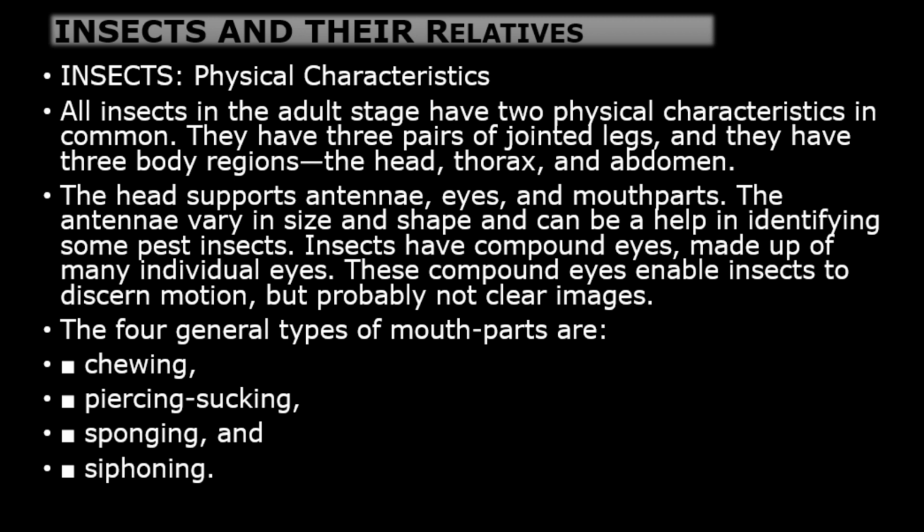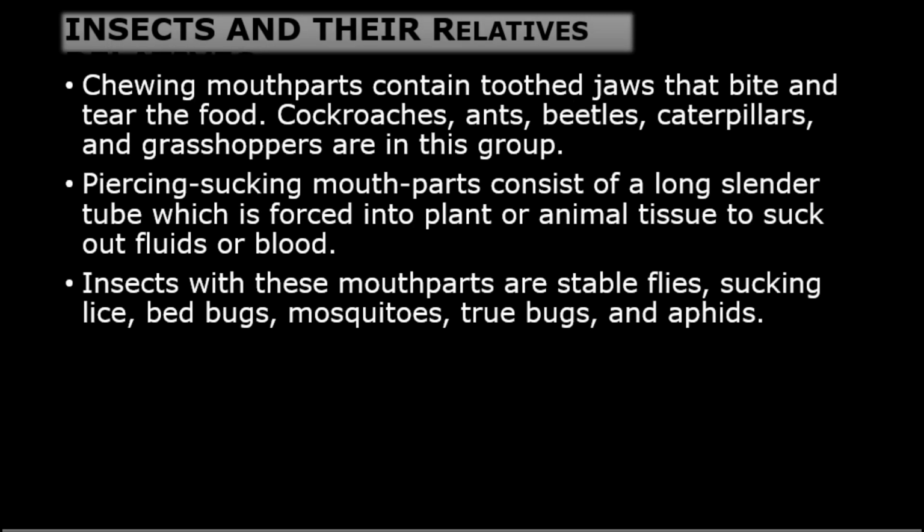The general types of mouth parts are chewing, piercing-sucking, sponging, and siphoning. With insects and their relatives, chewing mouth parts contain toothed jaws that bite and tear the food. Cockroaches, ants, beetles, caterpillars, and grasshoppers are in this group. Piercing-sucking mouth parts consist of a long, slender tube which is forced into plant or animal tissue to suck out fluids or blood.